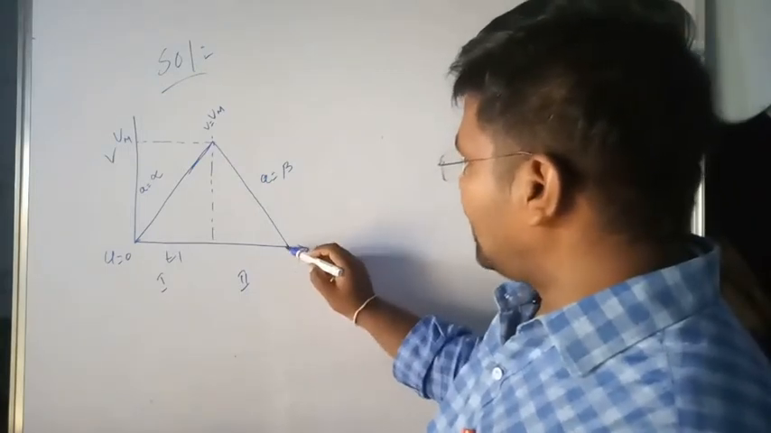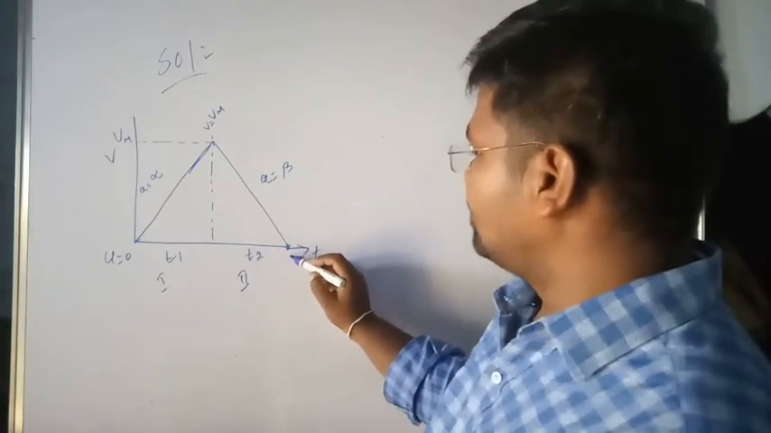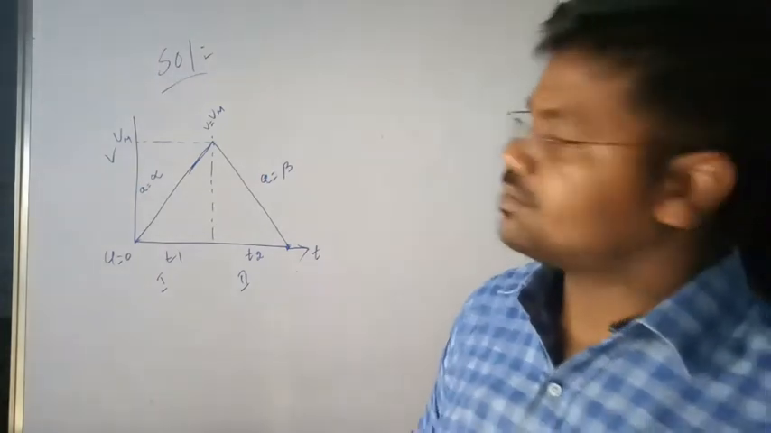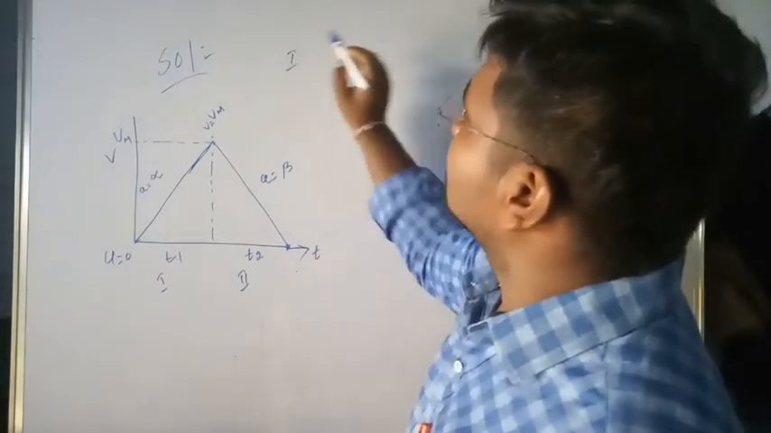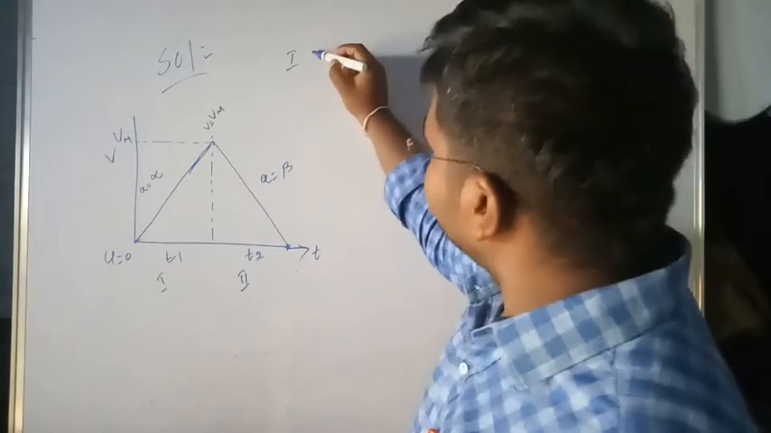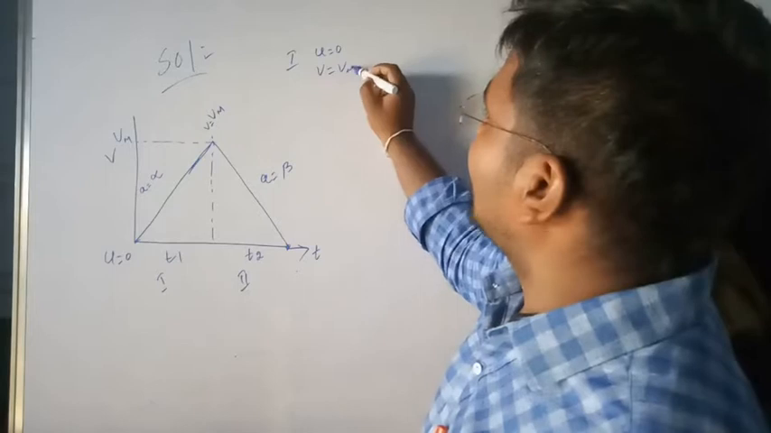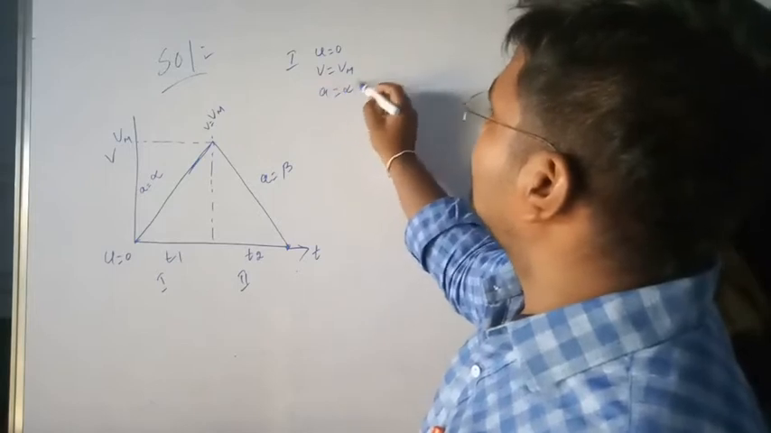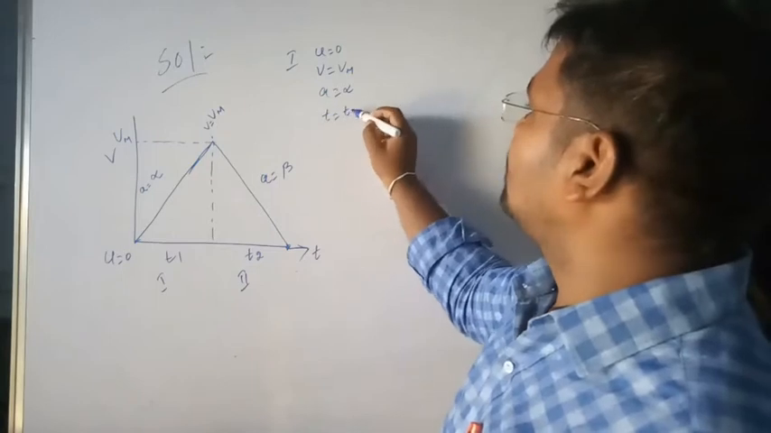Here the body comes to this position in T2 time. The body becomes rest. See, during the first case, initial velocity is 0, final velocity is V max, acceleration is equal to alpha, and time is equal to T1.